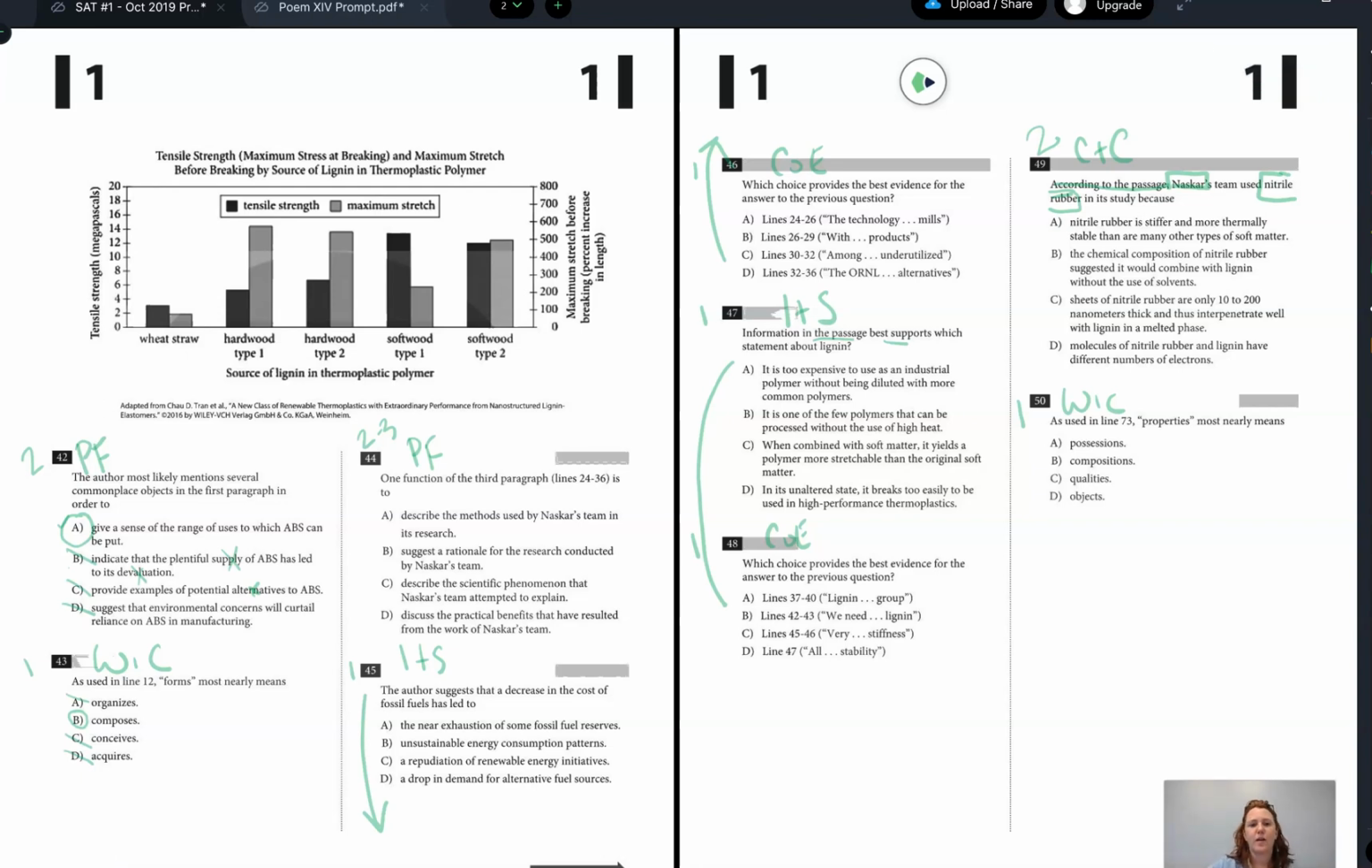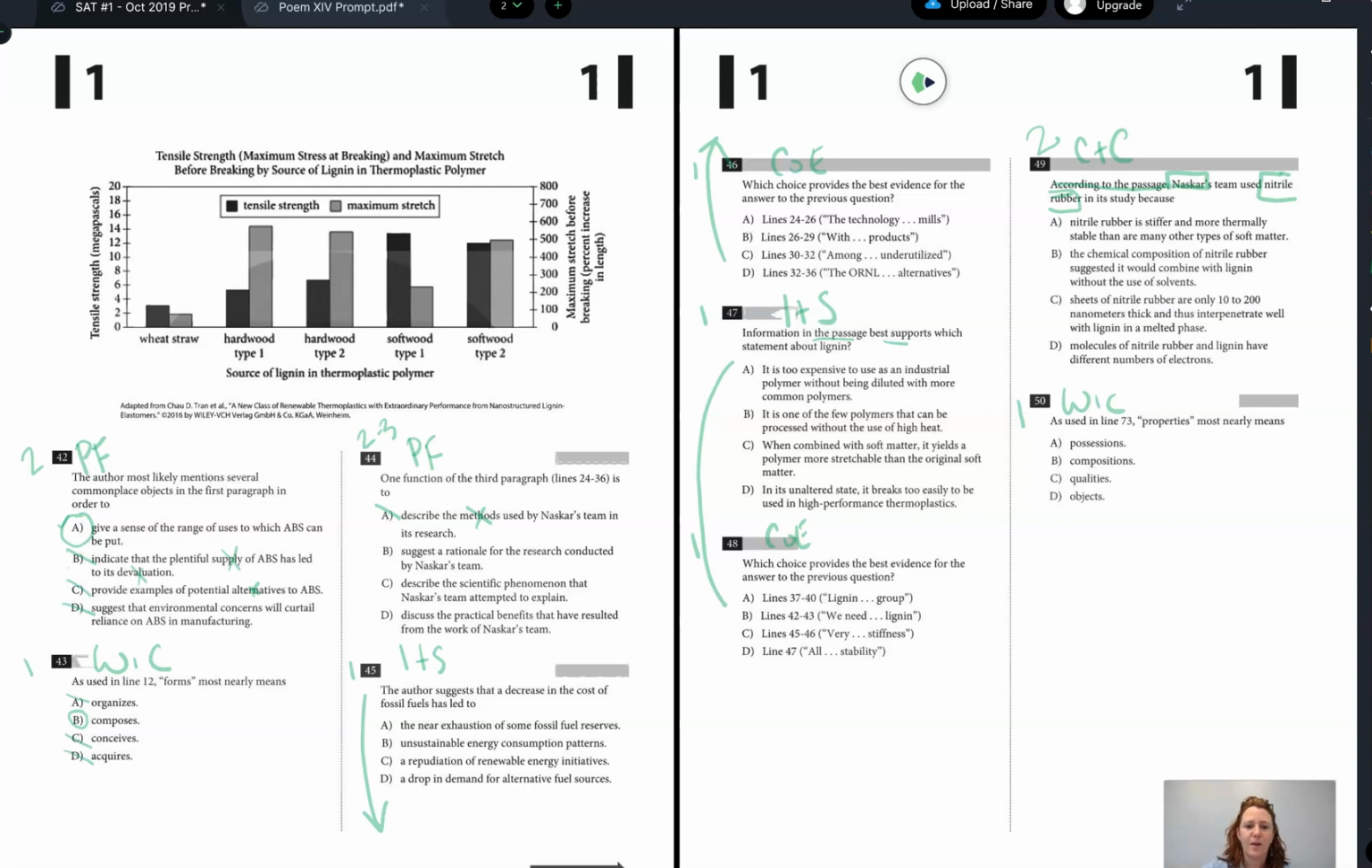All right, number 44, function of the third paragraph. So this is where we learned kind of like why lignin came into play. We learned about biofuels being more expensive than petroleum fuels, fossil fuels. So let's see what they offer us. Describe the methods used by his team in its research. Okay, we don't see the methods. It's more of the why, not the how. So A is incorrect. Suggest a rationale for the research conducted by NASCAR's team. Maybe, because it tells us like why the lignin came into play. I don't have anything that I can get rid of on here, so I'm just going to hold on to it, and maybe I can find something better, maybe not.